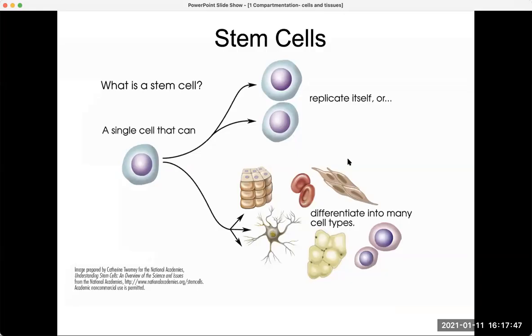Next would be stem cells. Stem cells, hopefully you guys remember, right? They're undifferentiated. They can be derived into anything. A stem cell can be made to replicate itself into a nervous cell, an epithelial cell, a blood cell, a fat cell, pretty much anything, right? So it has a very, very big ability.